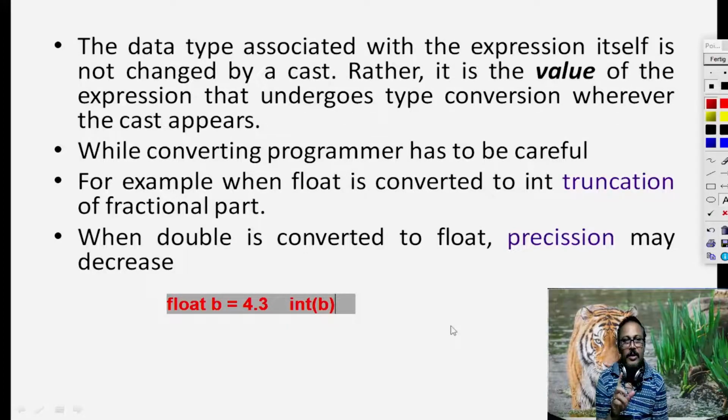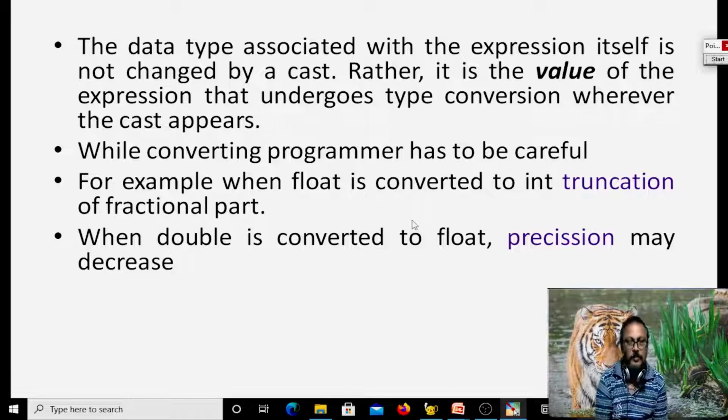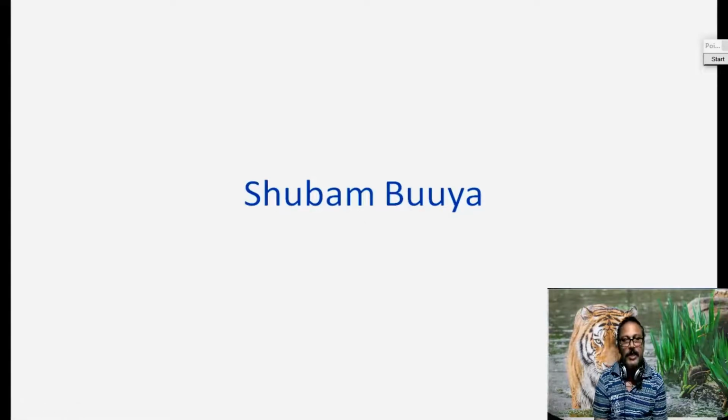But you have to be careful, because when converting 4.3 to 4, the fractional part is lost, resulting in truncation. When double is converted to float, it may result in loss of precision. You should remember those points. So this is regarding the conversion. We'll take these examples as part of the programming exercise.